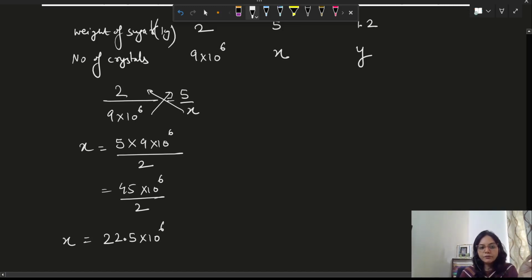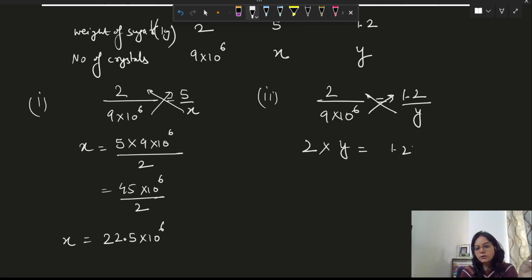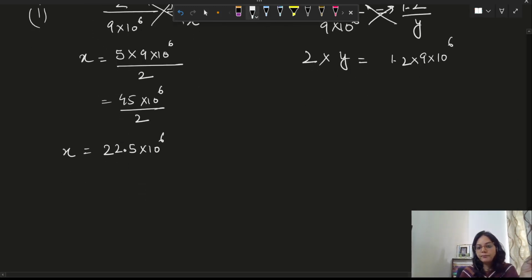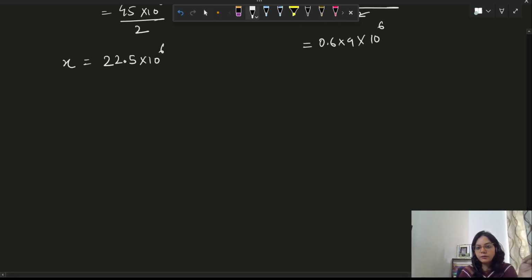Now, for the second part, it says 2 and 9 into 10 raised to the power 6 is equal to 1.2 by y. So what will be y here? 1.2, you take it over here, cross multiply. So y will be equal to 1.2 into 9 into 10 raised to the power 6 by 2. Cancel it, it's 0.6. So 0.6 into 9 into 10 raised to the power 6 is how much? 5.4 into 10 raised to the power 6 crystals.